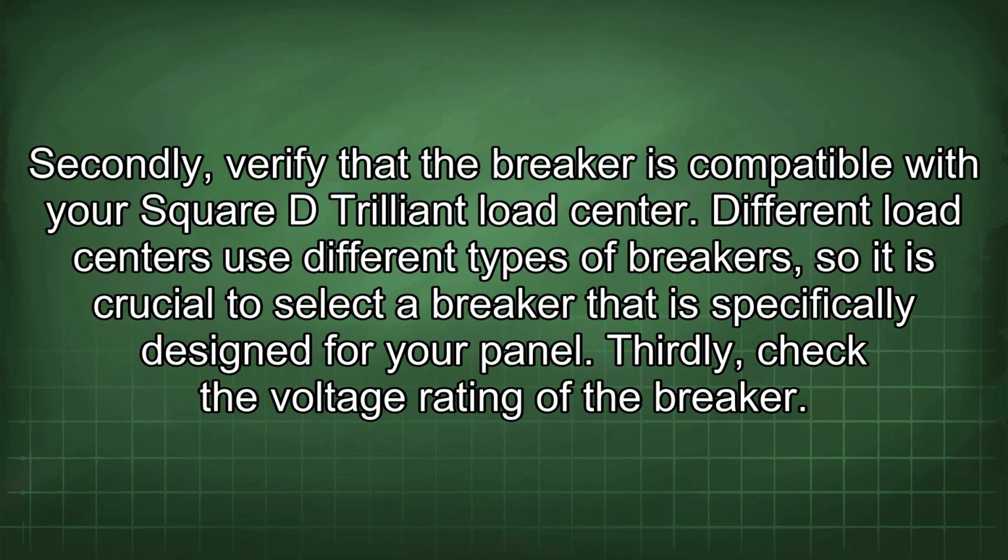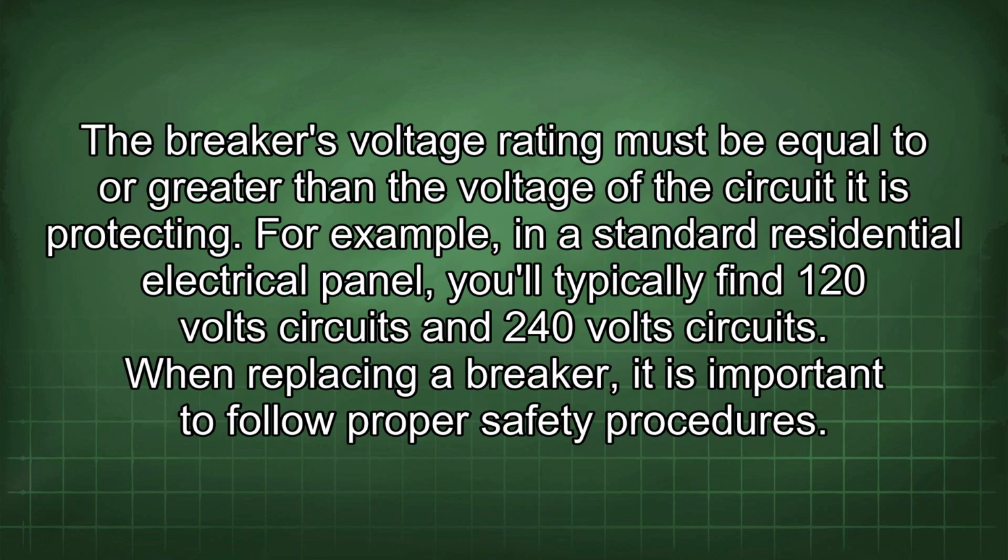Secondly, verify that the breaker is compatible with your Square D Trilliant load center. Different load centers use different types of breakers, so it is crucial to select a breaker that is specifically designed for your panel. Thirdly, check the voltage rating of the breaker. The breaker's voltage rating must be equal to or greater than the voltage of the circuit it is protecting. For example, in a standard residential electrical panel, you'll typically find 120-volt circuits and 240-volt circuits.